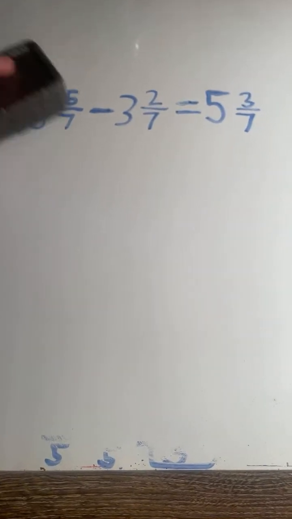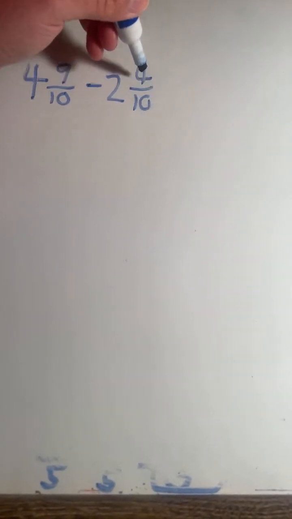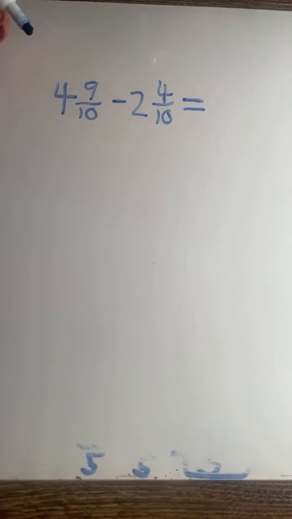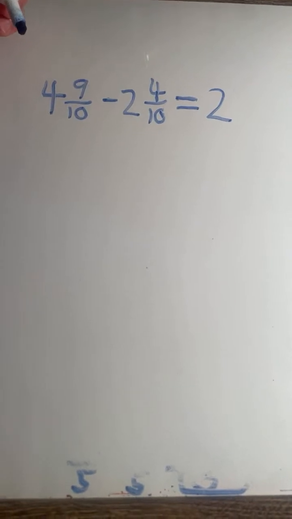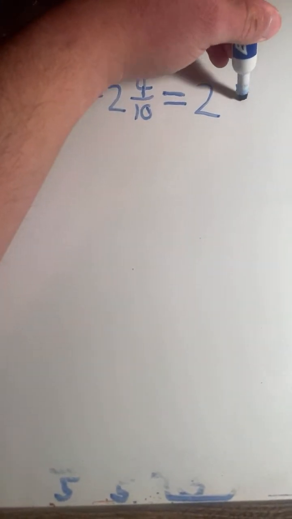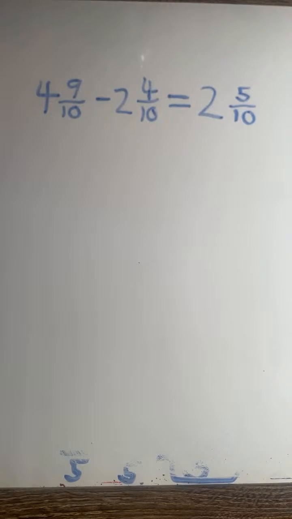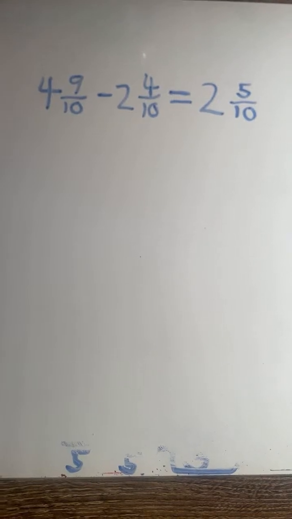All right, example number 4 now. I think we're probably going to do 5 examples here, and then we'll call it a video. 4 and 9/10 minus 2 and 4/10. Step 1, we subtract the whole numbers. 4 minus 2 equals 2. Step 2, we subtract the fractions. 9/10 minus 4/10 equals 5/10. And we have our final answer. 4 and 9/10 minus 2 and 4/10 equals 2 and 5/10.